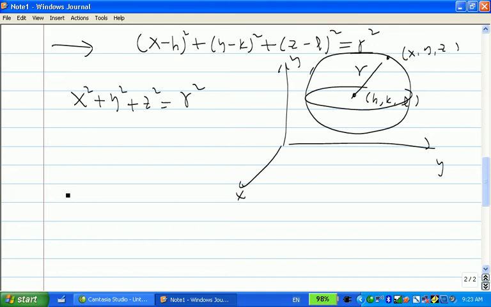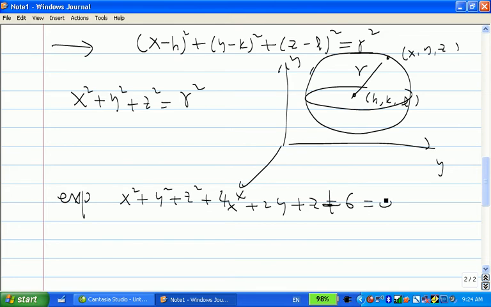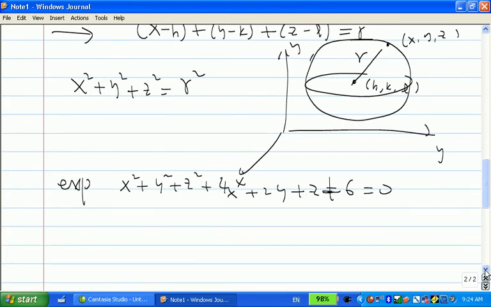Now let's look at an example. We want to show that x squared plus y squared plus z squared plus 4x plus 2y plus z plus 6 equals 0. All the points x, y, z satisfy this equation. What's the graph of that?